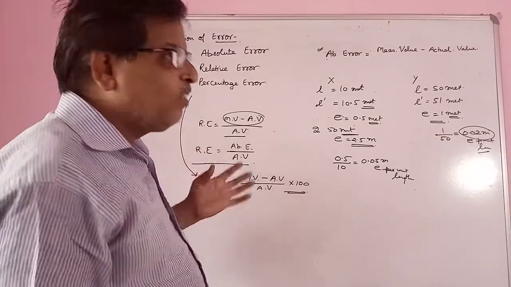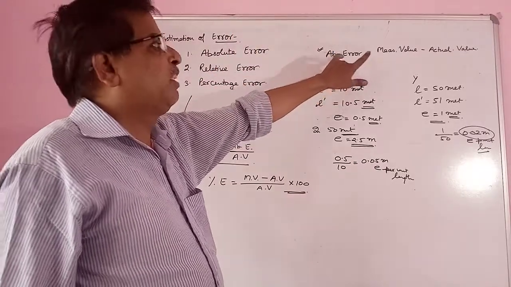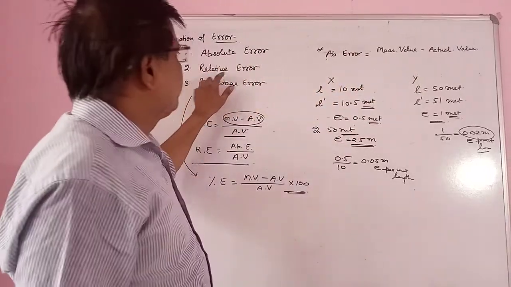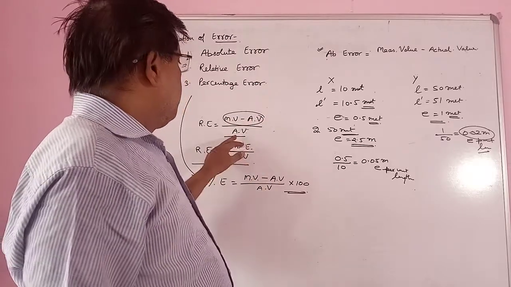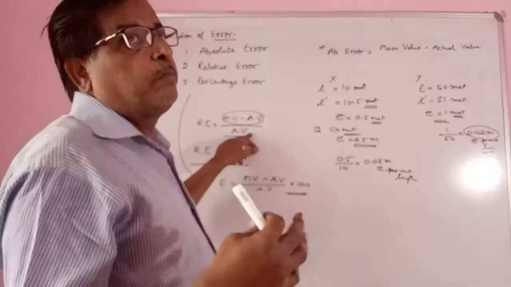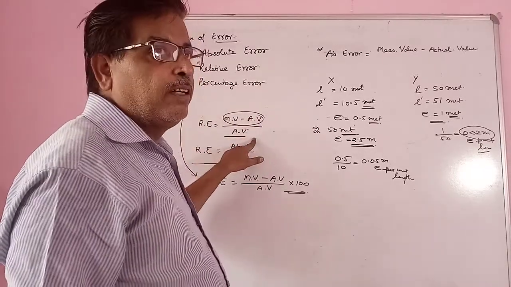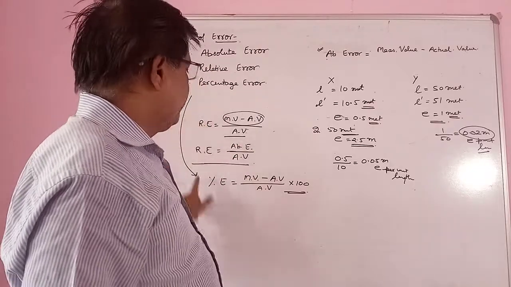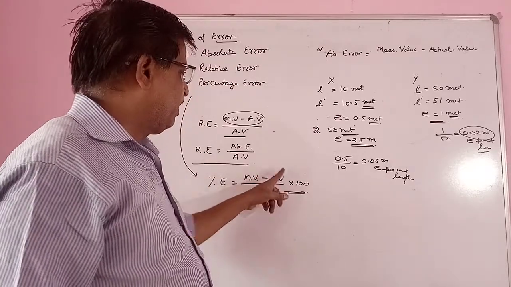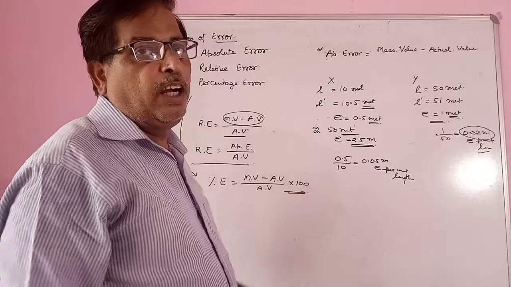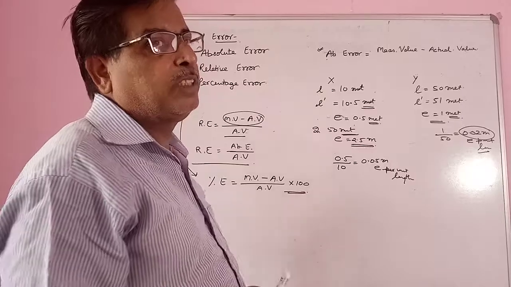So there are three ways to represent the error. First is absolute error, which is simply measured value minus actual value. Second, relative error, which is measured value minus actual value divided by actual value, in comparison with the actual value. And third is percentage error, the percentage representation of relative error: measured value minus actual value divided by actual value into 100. So there are three ways of estimation of error.